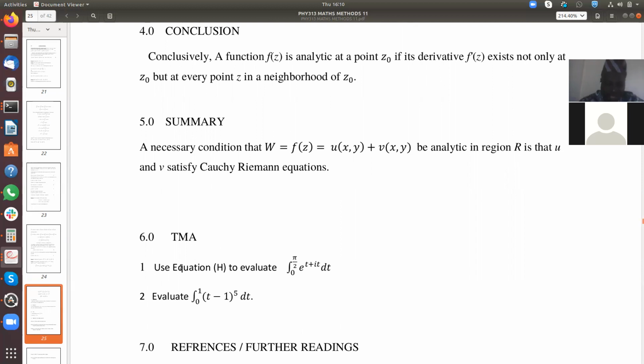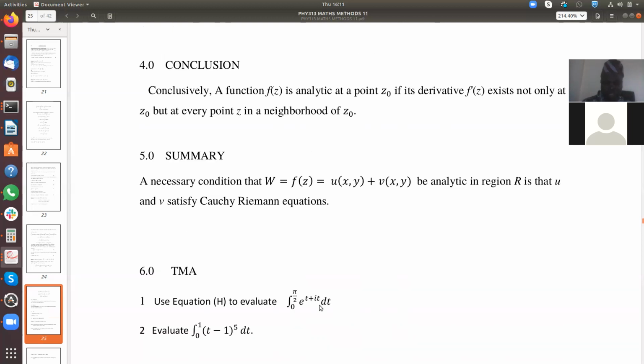Now this is a good question you can try to solve on your own. Use equation A to evaluate this and also evaluate this. We treated the one with power of 3. Now we make it power of 5. You just need to expand this. If you want to solve example 2, just expand this, just like what we did here.